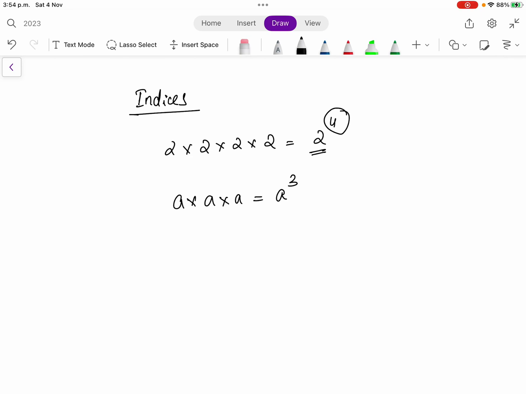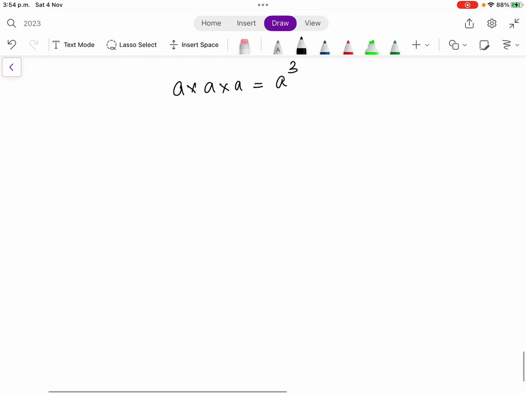Now there are some laws of indices which you'll have to learn. All the laws are there in the formula book, so there's no need to memorize them as such, but we need to learn how to use those indices in our problems so that we can get the answer. Let me explain some of the rules of indices here.